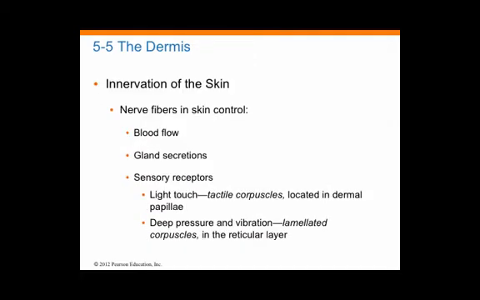Nerve fibers are also found in the dermis. Nerve impulses through these nerves control the blood flow to the skin and the secretions from the glands of the skin. These nerve fibers also communicate information from the sensory receptors to the central nervous system. They will transmit information about light touch from the tactile corpuscles located in the dermal papillae, as well as deep pressure and vibration from the lamellated corpuscles in the reticular layer of the dermis.